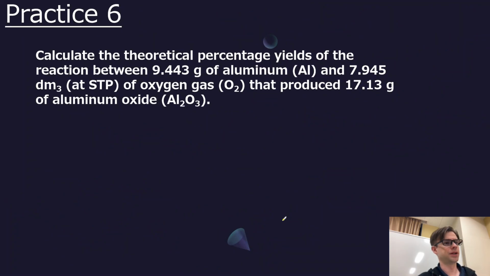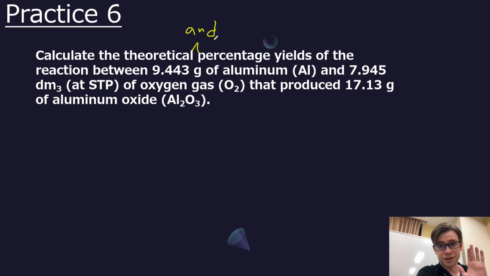Calculate the theoretical percentage yields of the reaction between 9.443 grams of aluminum and 7.945 decimeters cubed at STP of oxygen gas that produced 17.13 grams of aluminum oxide. I think there should be an "and" here, theoretical and then percentage yield, so it's similar to the previous question. All right, let's do that.